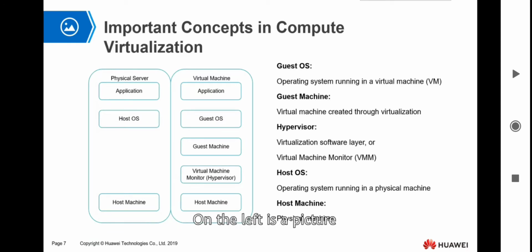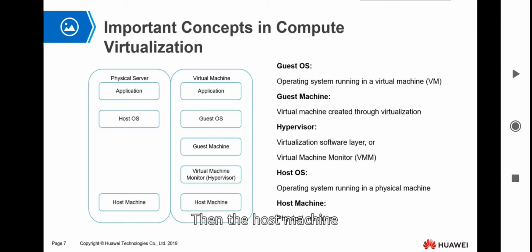On the left is a picture and on the right is a text. Looking from left to right, the image on the left is the architecture without virtualization, and the one on the right is architecture with virtualization. The text on the right we look at from the bottom up. Look at the host machine first, and then see the guest OS above. Host machine refers to the physical machine. In the absence of virtualization, this physical machine is a host machine.